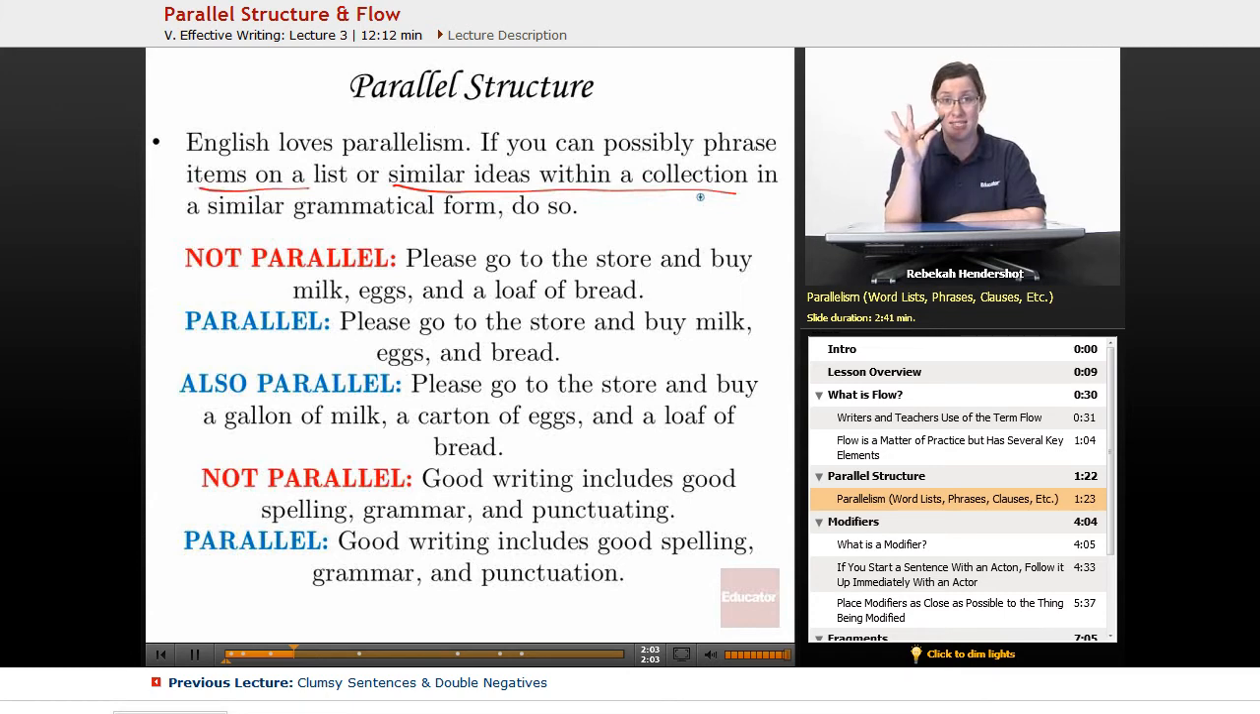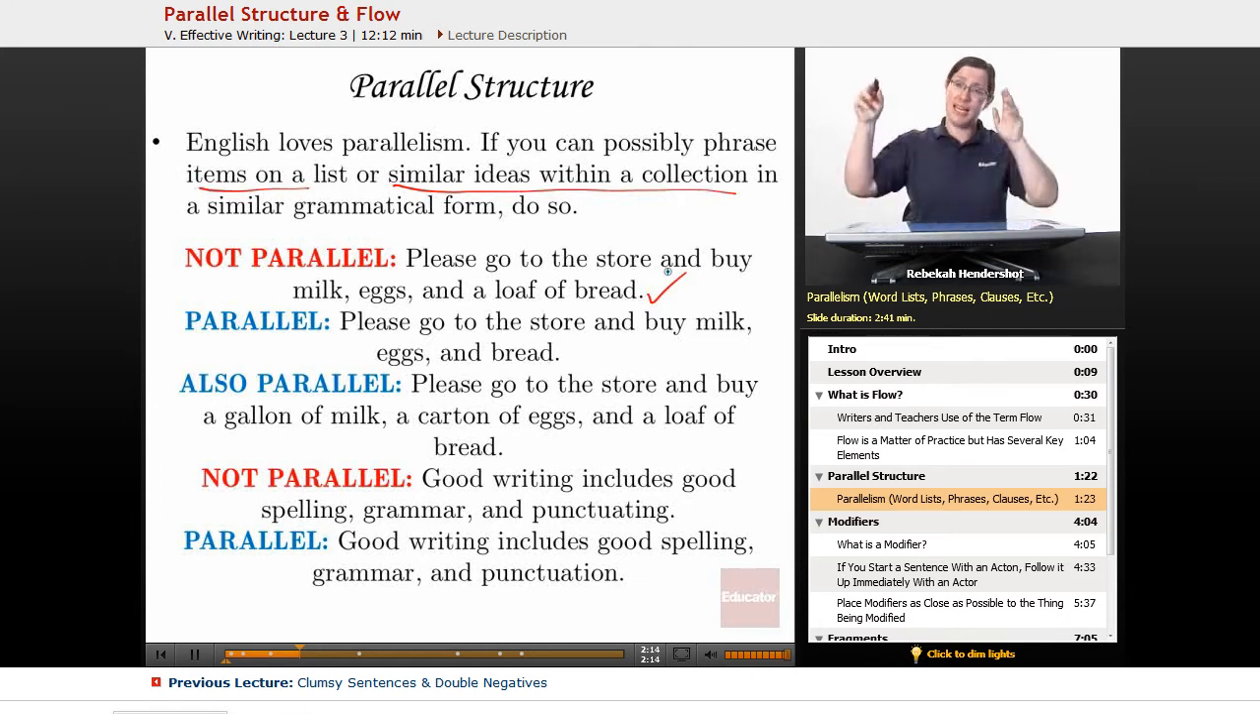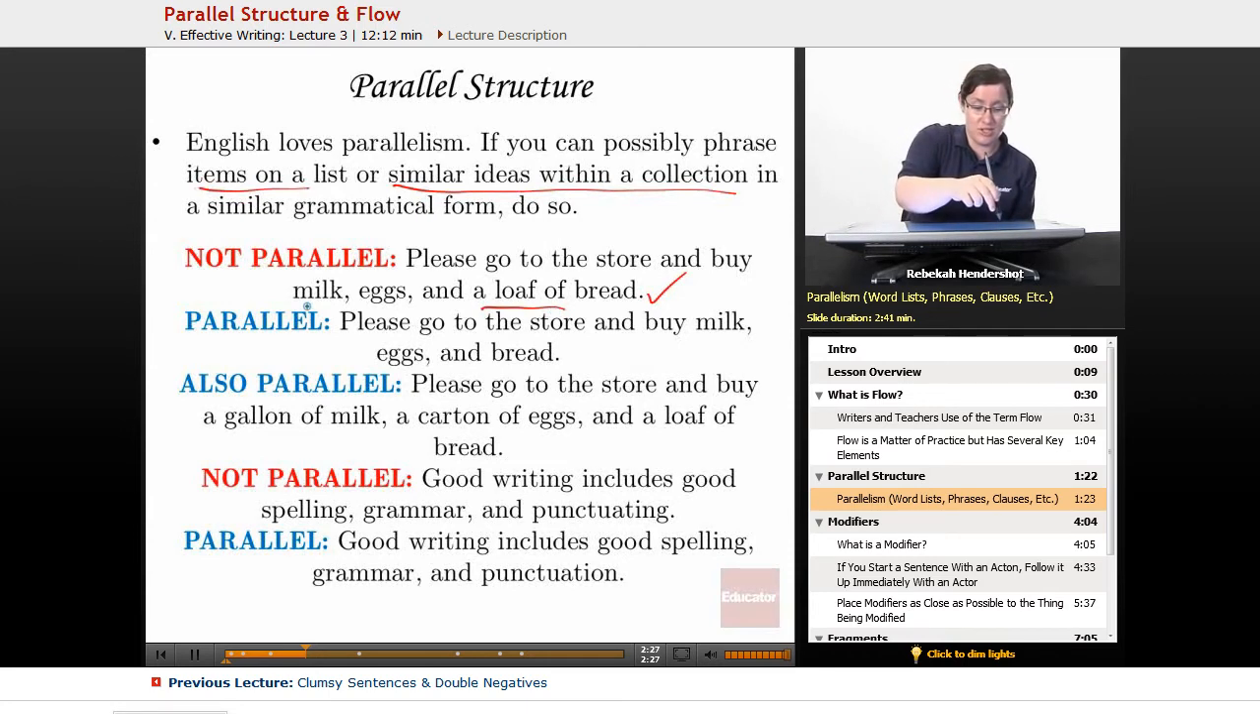So, here's a sentence that's not parallel. Please go to the store and buy milk, eggs, and a loaf of bread. Okay. It's not a bad sentence. There's nothing wrong with it except that your brain is going milk, eggs, and a loaf of bread. And you stumble all over it, and you sit there going, wait, there's something not quite right about that sentence. Well, I'll tell you what's not quite right about that sentence. It's that you've got a loaf of bread when everything else is just milk and eggs. Short, long and clunky.